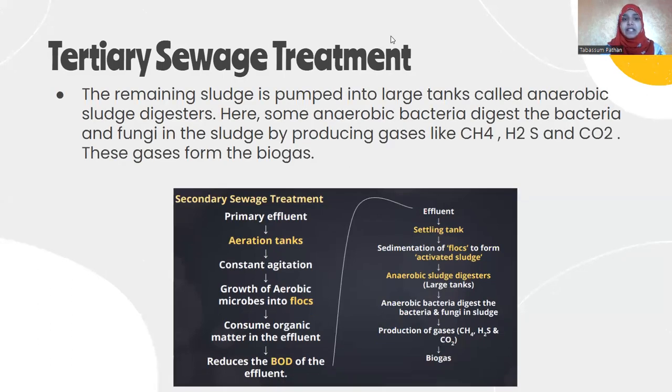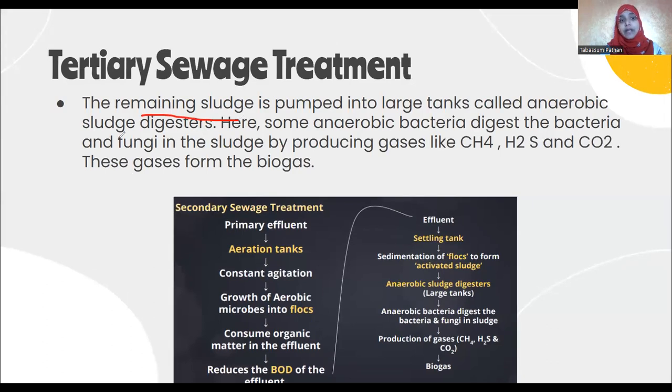Once secondary treatment is done, the remaining sludge is pumped into large tanks called anaerobic sludge digesters. The water which comes out of the secondary treatment is separated from the settled sludge. Some part is again used as an inoculum for the next batch of water coming in for secondary treatment. The remaining sludge is pumped into large closed tanks where air cannot enter. So they are known as anaerobic sludge digesters.